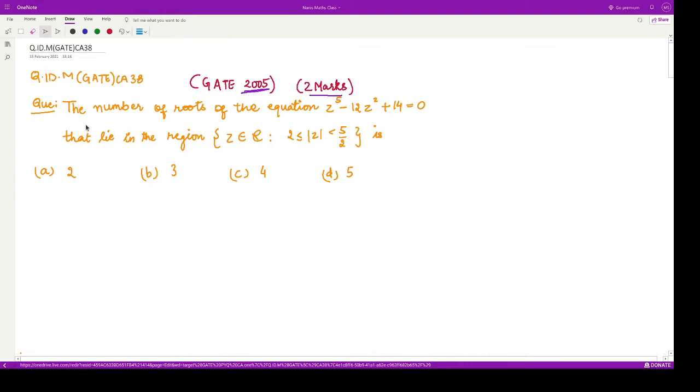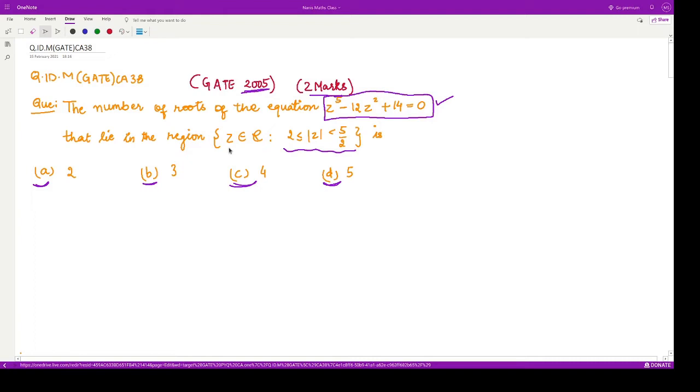The question says: the number of zeros of this equation, z raised to power 5 minus 12 z square plus 14 is equal to 0, that lie in this particular region is which among these 4. So out of these 4, what is the number of zeros or roots of this particular equation? So let us first see what this region is.